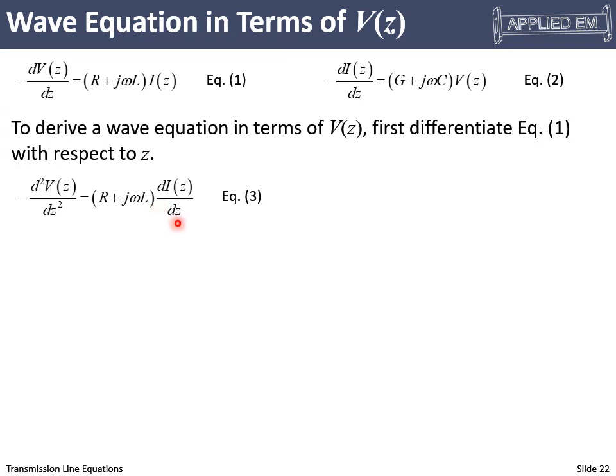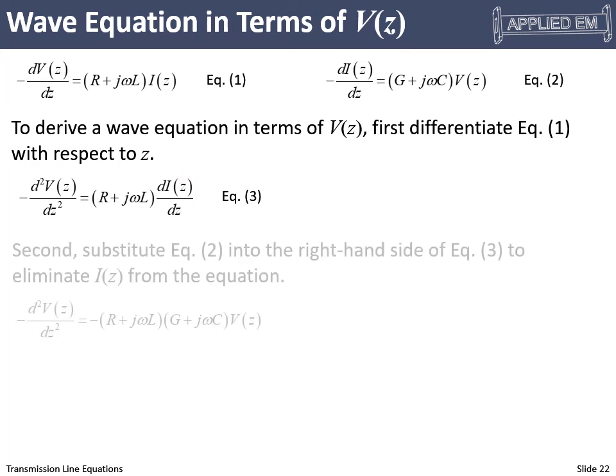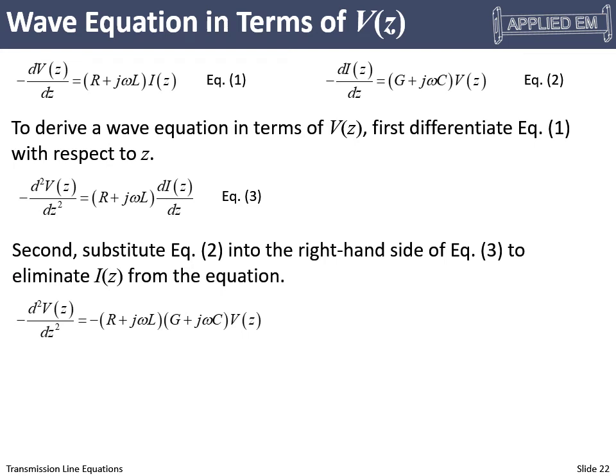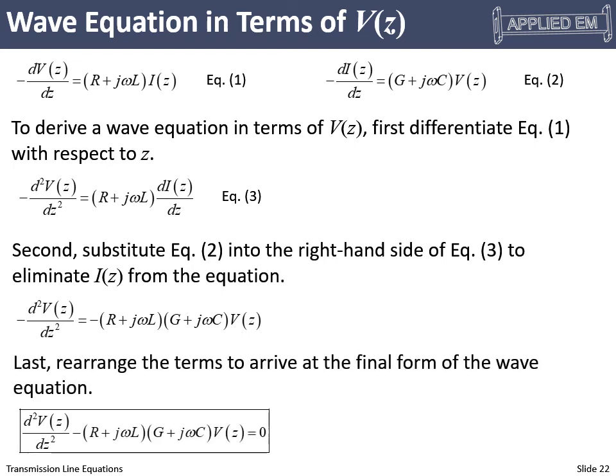Now we have the derivative of the current on the right. Well, our second equation gives us an expression for the derivative of current. We can plug that into equation 3 to arrive at an equation just in terms of the voltage. And so that's exactly what we do. Rearrange terms a little bit, and we see that this is now a wave equation. So that's our first wave equation in terms of voltage.